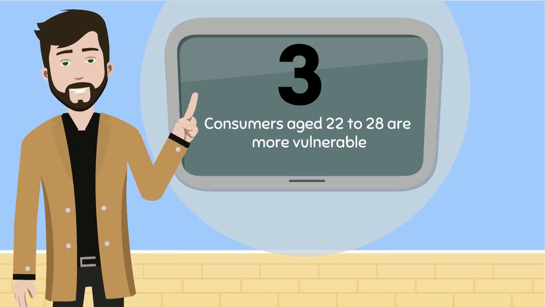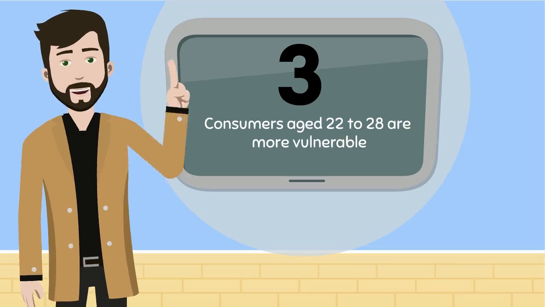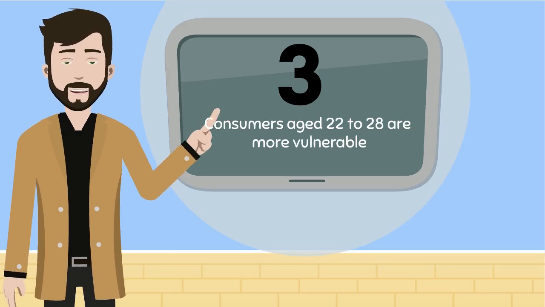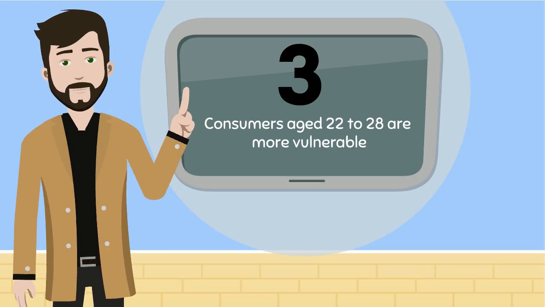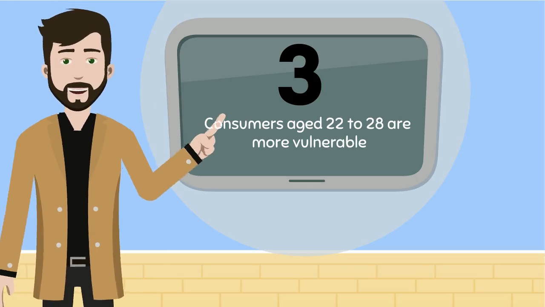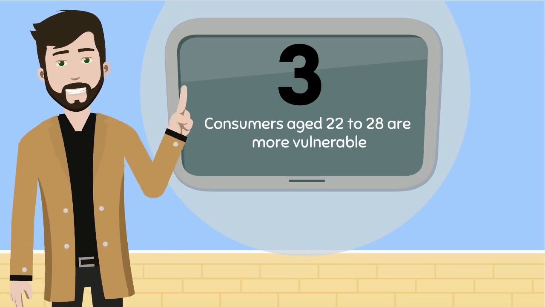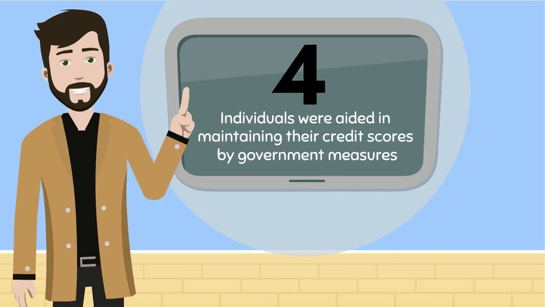payment is due. This is especially true when more innovative consumer credit options such as buy now, pay later and others become accessible online. Credit Bureau and the Federation of Malaysian Consumer Associations (FOMCA) are collaborating to increase public awareness, to guide them on financial information in order for them to make educated credit and financial decisions. Fourth, individuals were aided in maintaining their credit score by government measures.